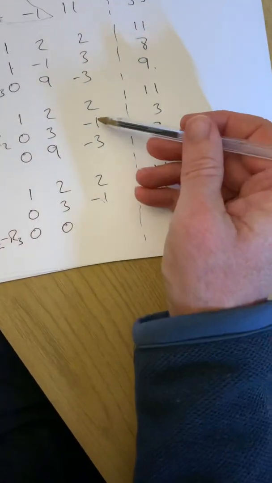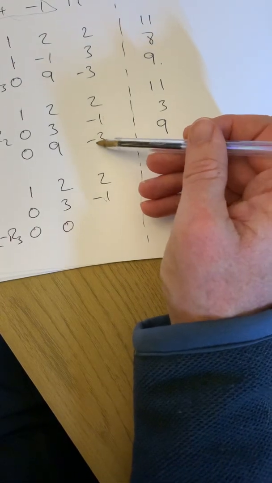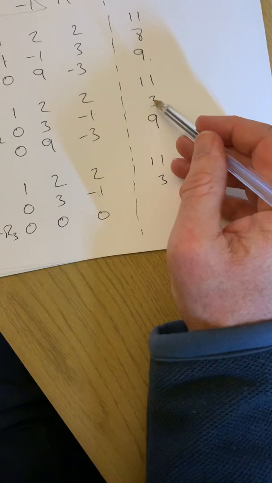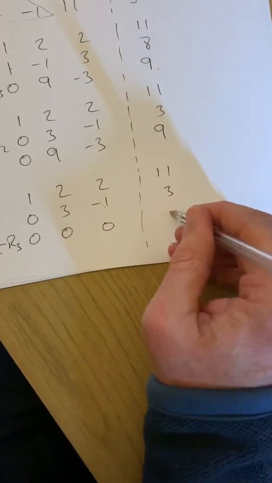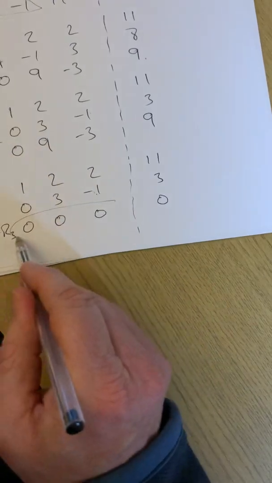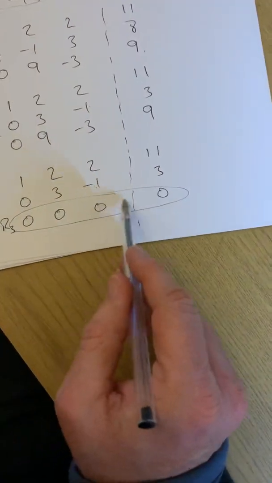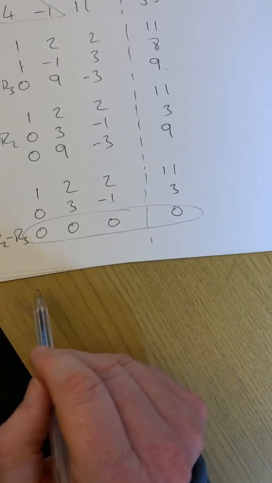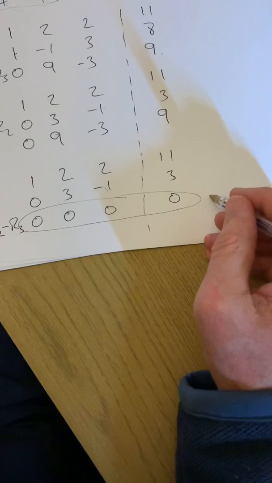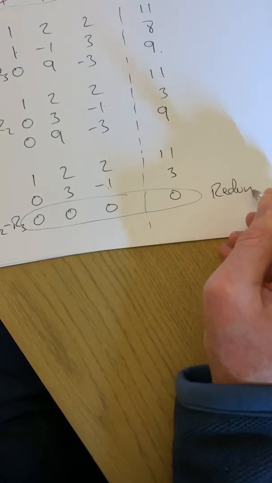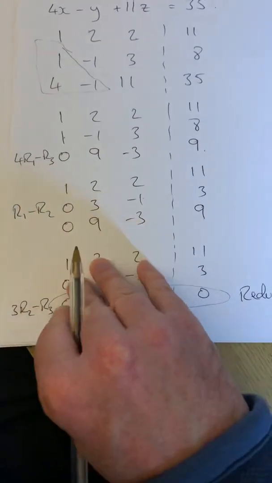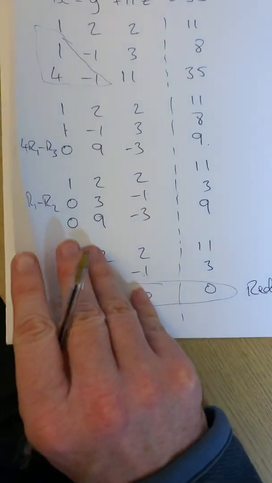-3, minus -3 will be 0. And what have we got here? That will be 0. So here we go. It's redundant because we have everything here. We don't have a value for Z here. Okay, we can't get a value for Z, so when you get zeros all along the bottom, this is redundant. Okay, it's not finished there because you can get what's called a general solution.